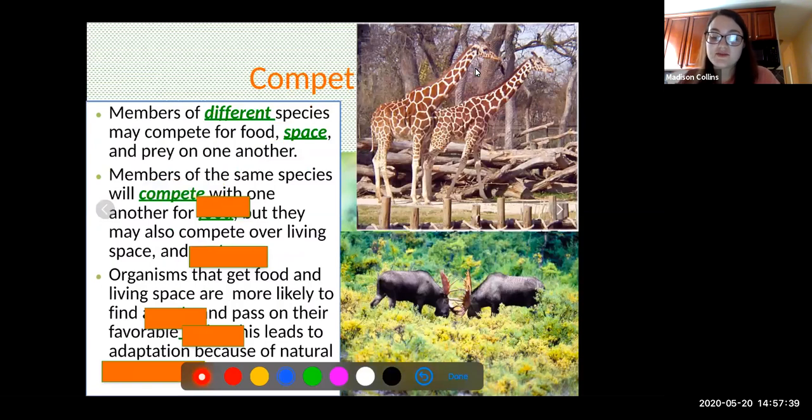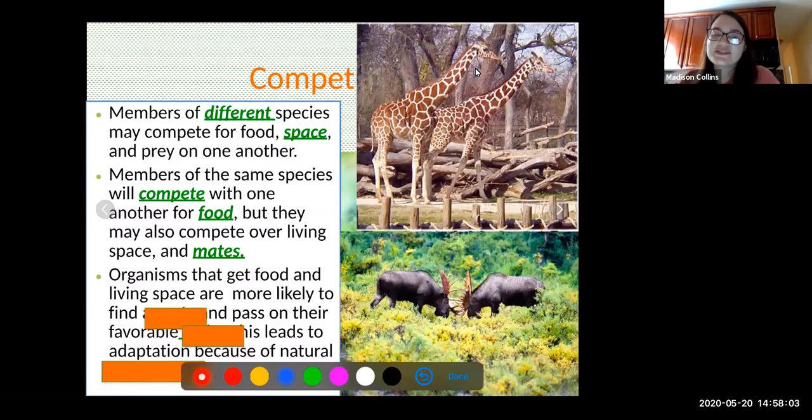Members of the same species will compete with one another for food, but they may also compete over living space as well as mates. If, let's say, these two giraffes are in love with the same girl, they're going to compete over that because they both want a mate, okay? And that's going to be competition because there's not enough mates to go around.